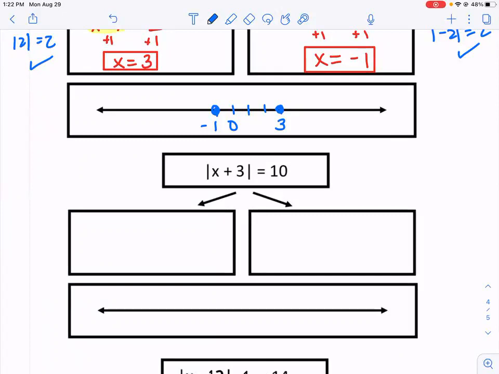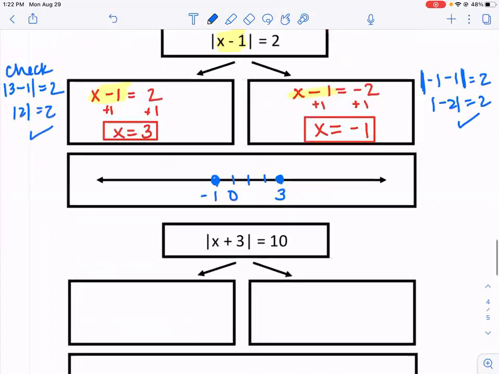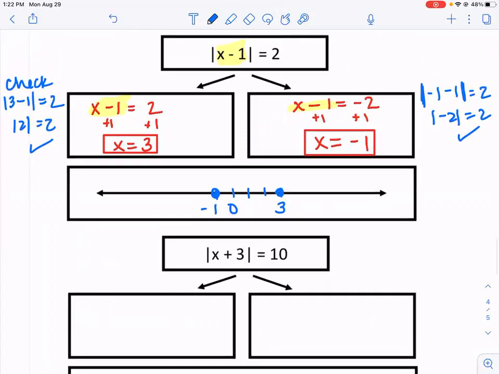Is that a -10? It doesn't look like one because I had a squeeze in it. Okay. So like up here, I said x minus 1 equals 2. X minus 1 equals -2. That's what we set up here.